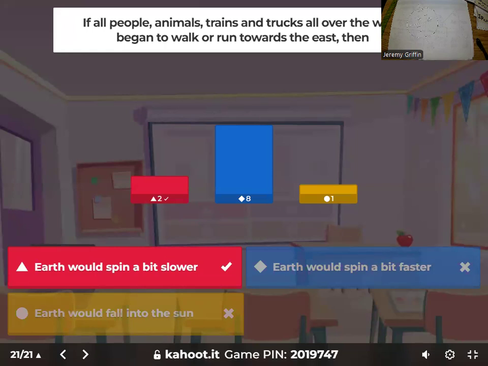Ooh, two winners. A bit slower. Let's look at why.